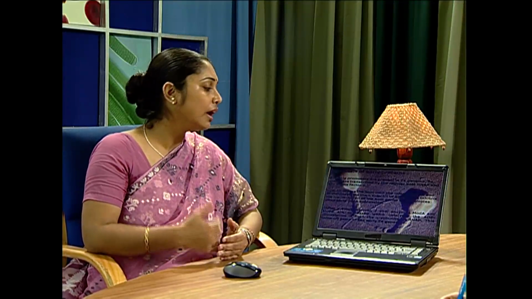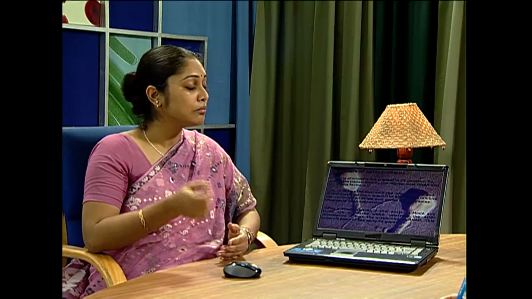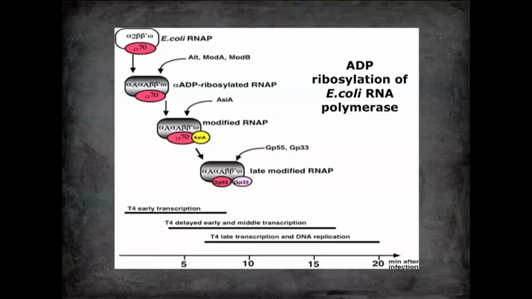So, you can imagine it is a tough competition. Then how does T4 win? Because the T4 promoters are stronger compared to the bacterial promoters, and also T4 has some machinery to attract the bacterial transcription machinery. What are they? First, a gene product, alt, enters into the host with the infecting DNA.